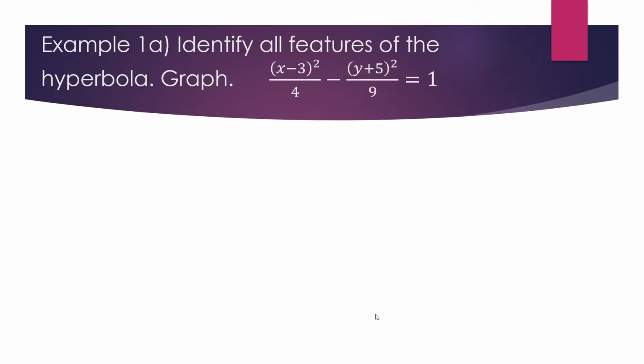All right, let's look at an example. We're going to identify all the features of the hyperbola and make a graph. For the equation, the quantity x minus 3 squared over 4 minus the quantity y plus 5 squared over 9 is equal to 1, we know this is a horizontal hyperbola.